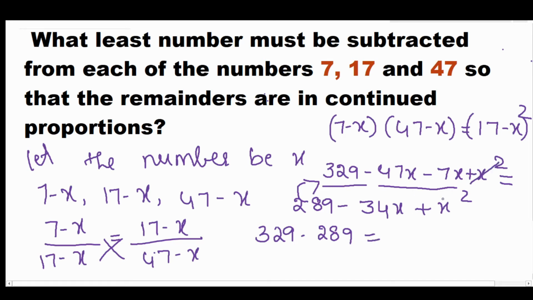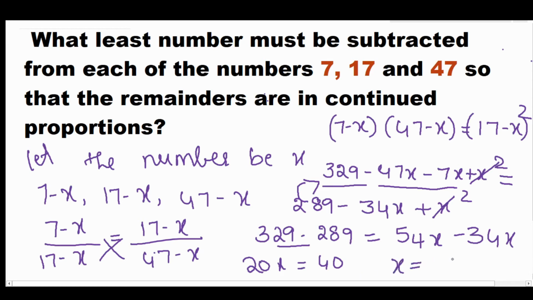And you can see x square and x square get cancelled out. So I get 54x, I have changed the position, it becomes plus 54x minus 34x. Now you get 20x is equal to 40. You get 40 from here and you get 20x from here. Therefore, x is nothing but 40 by 20, that's 2. So 2 is the least number that needs to be subtracted.